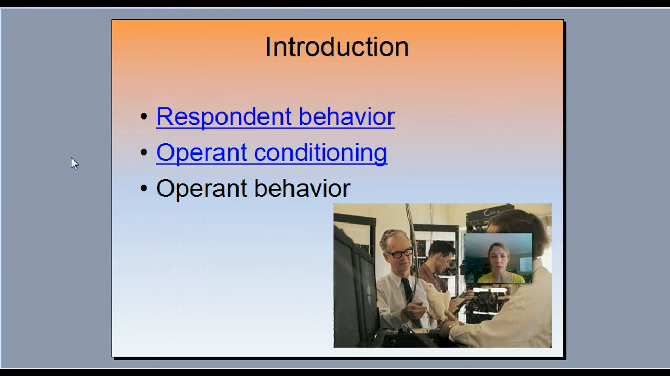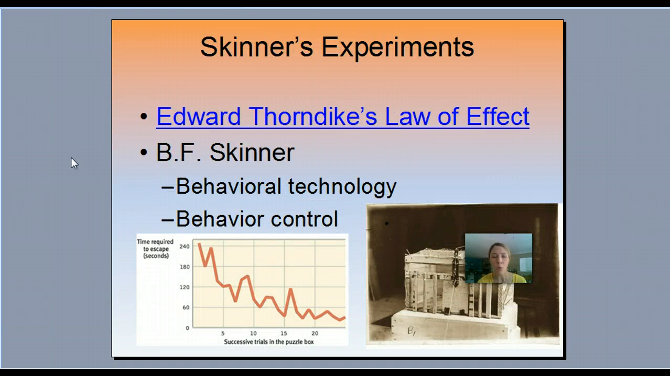But really who you need to know, so we talked about some really important people in the last lectures. Our important psychologist in this lecture is going to be someone named B.F. Skinner. So B.F. Skinner did a lot of experiments using something called a Skinner box, and he was trying to train animals with reinforcement. His experiments were based off of this gentleman named Edward Thorndike's law of effect.